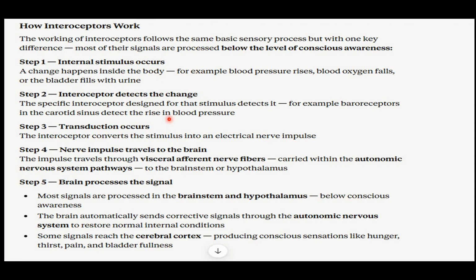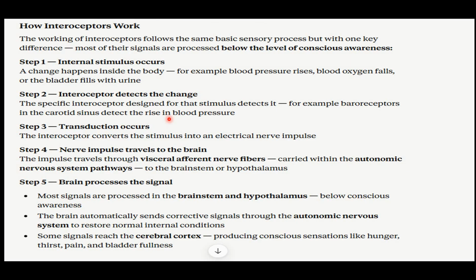Step 2, interoceptors detect the change. We know there is a specific interoceptor designed to detect each stimulus. For example, baroreceptors in the carotid sinus detect the rise in blood pressure. Then in step 3, transduction occurs, where the interoceptor converts the stimulus into an electrical nerve impulse. In step 4, the nerve impulse travels to the brain. The impulse travels through visceral afferent nerve fibers carried within the autonomic nervous system pathways to the brainstem or the hypothalamus.